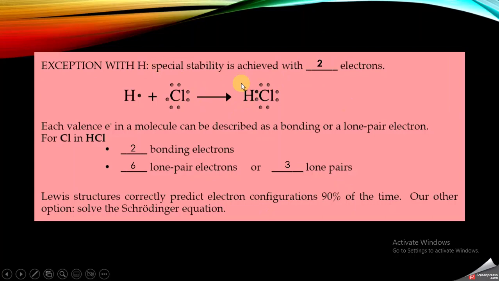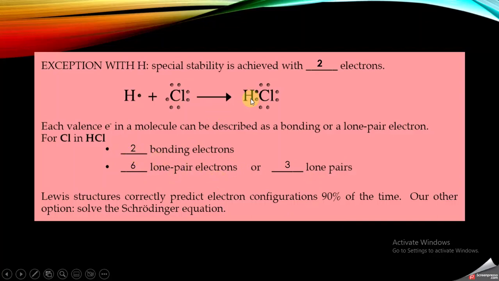But we should keep in mind that hydrogen has a special stability with 2 electrons, and most of the other atoms have special stability associated with 8 electrons, which is called an octet. So before going to drawing the structures using the Lewis diagrams, we first need to describe what the bonding electron is and what the lone pair electrons are.